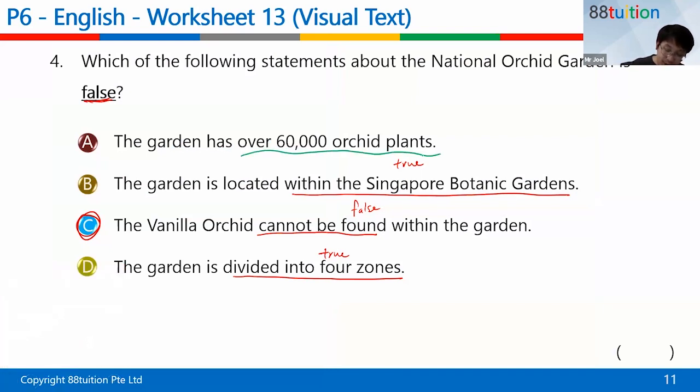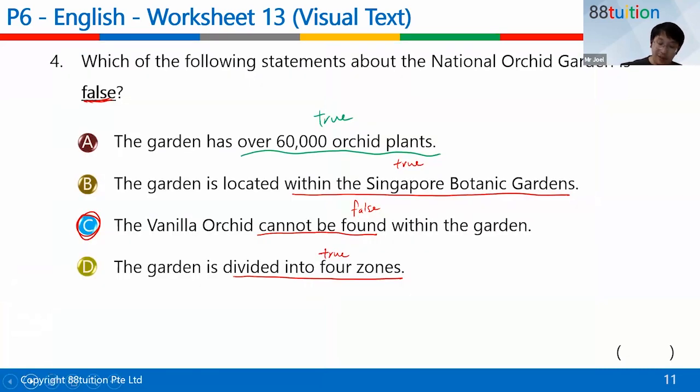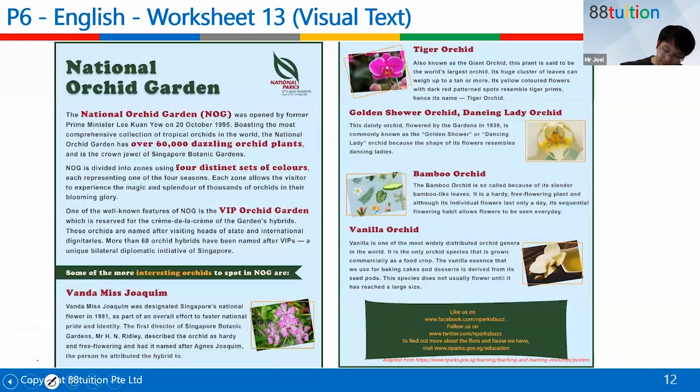Over 60,000 orchids? This is actually true. How do we know? Because over here, it does say over 60,000 dazzling orchid plants, right? So it has over 60,000 orchid plants. It says so over there, right? So therefore, the only answer must be C. Okay, so the answer here is C.